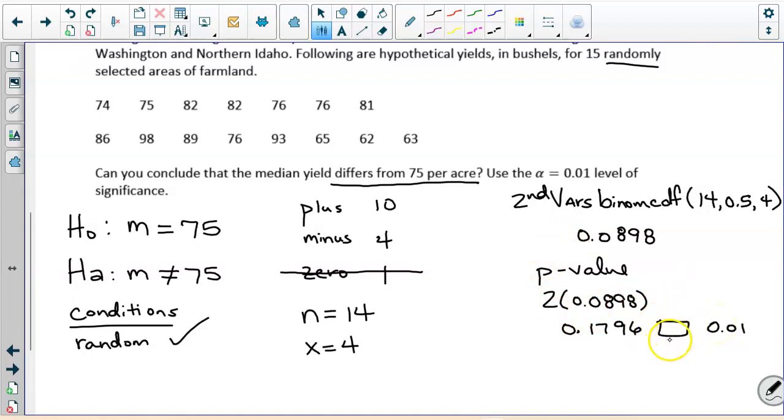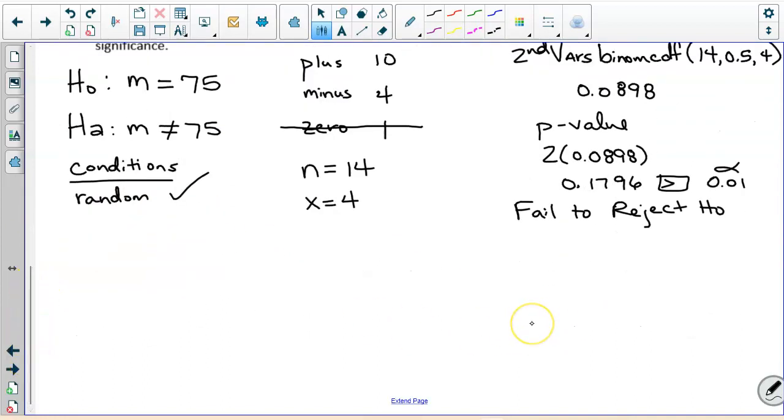That is what? That is greater than, so we failed to reject the null. Which means there is not sufficient evidence at the 0.01 level of significance to conclude that the median differs from 75 bushels per acre. Okay? You can work on your problem set.